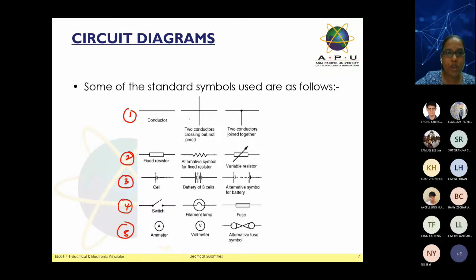Okay, so just have a look at number 1. In number 1, if you see, this shows a conductor, but it's only a straight line, okay, but they state it as a conductor. Okay, and why do they state it as a conductor?